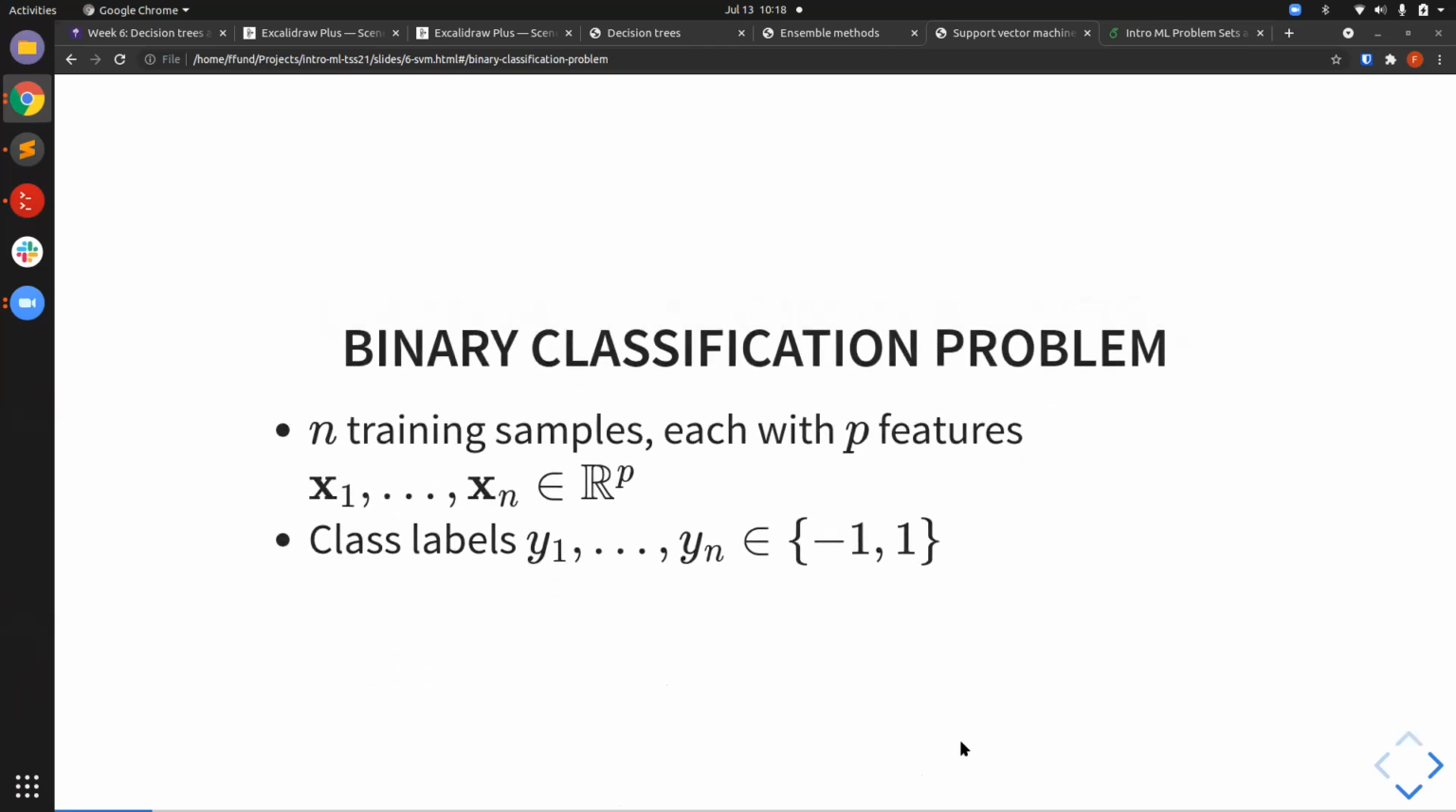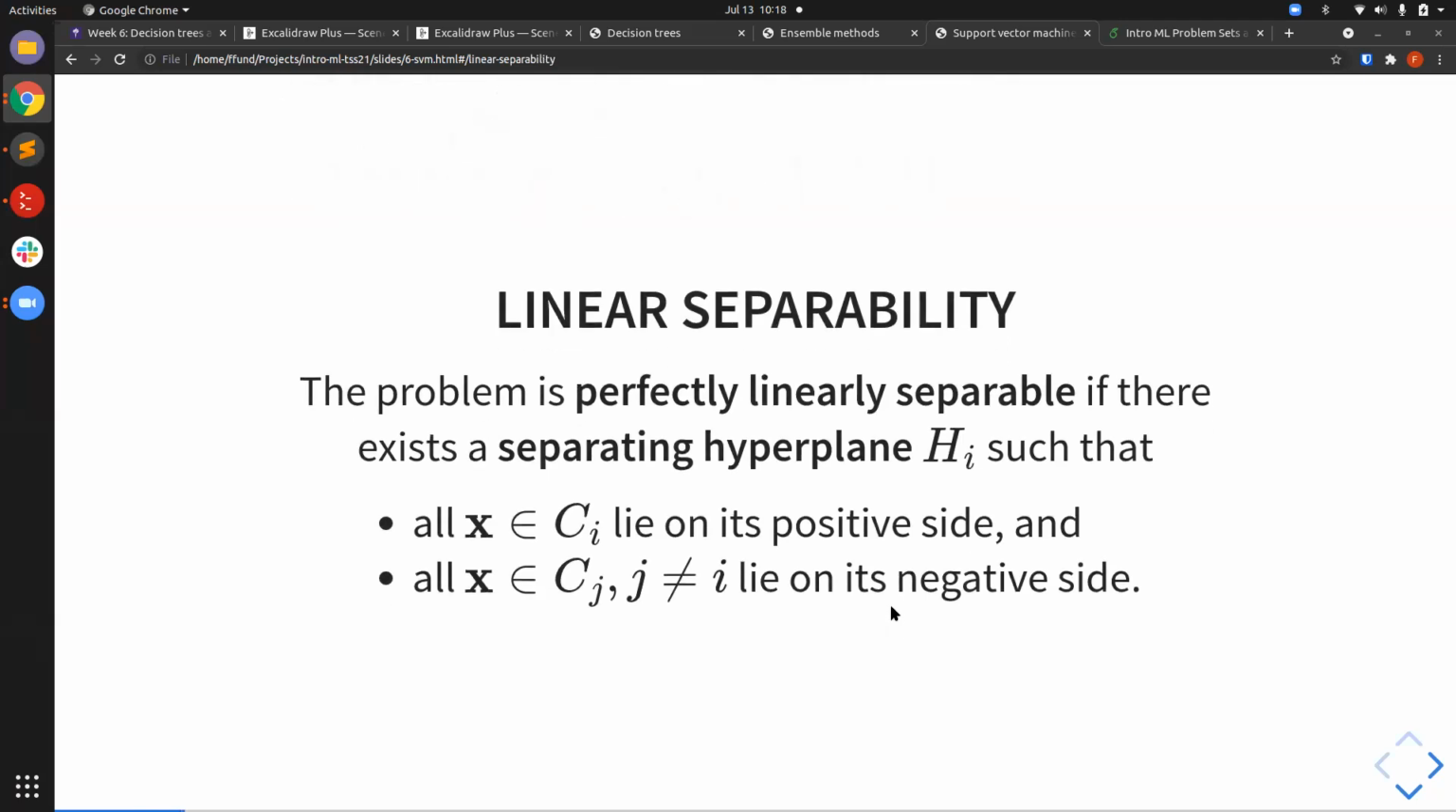So we're going to return to our binary classification problem. Our class labels are going to be -1 and 1. So we have a bunch of training samples. Each has p features, so each training sample is a vector of length p, and each has a class label of -1 or 1. And we know that the problem is considered perfectly linearly separable if we can define some hyperplane such that all samples in one class are on the positive side, all samples in the other class are on the negative side.